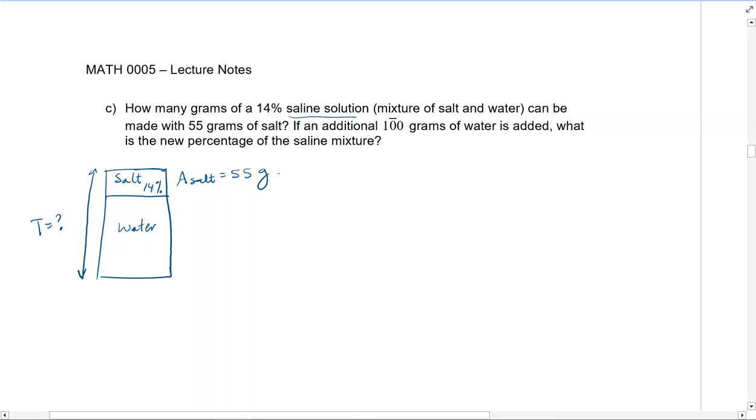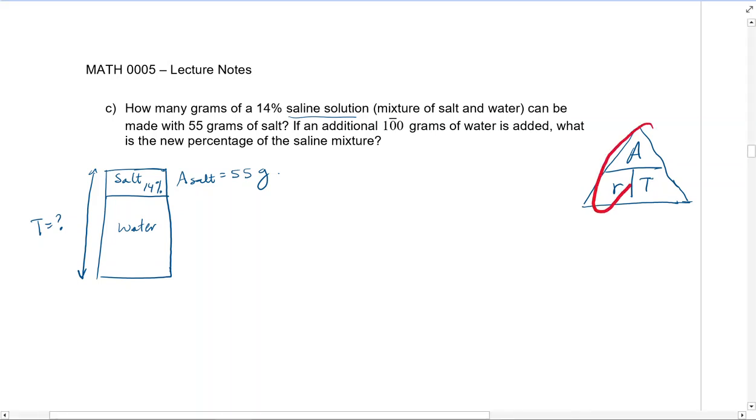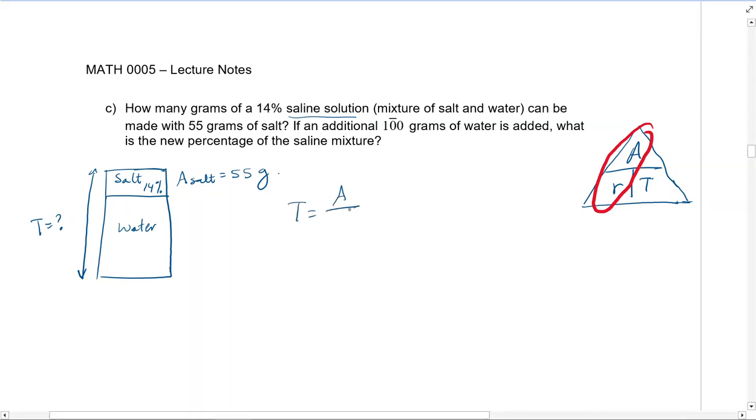And since we know that, remember, amount is rate times total, and we are trying to look for total in this case. So A over R. Total will be amount over rate. So in this case, amount of salt is 55 grams. Rate is 14%, but you're going to write it in the decimal form, so 0.14. So do not divide by 14, divide by 0.14, 14% in decimal form.